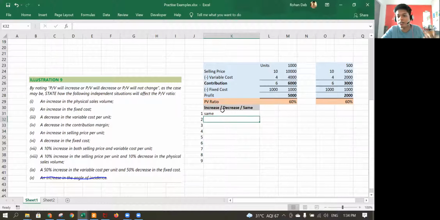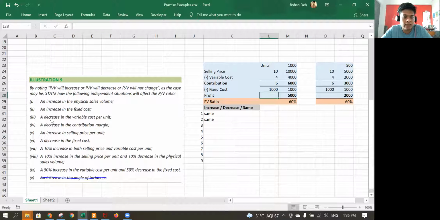Second question is increase in the fixed cost. What will happen if I increase or decrease my fixed cost? Again, we are calculating the impact on my PV ratio. PV ratio is contribution divided by selling price, and this has nothing to do with fixed cost. Even if I make my fixed cost 20,000, I'll get a loss, but my contribution does not change. So even in this case, there is no impact on my contribution and selling price, so the PV ratio will remain the same. Let me change this back to 1000 again.